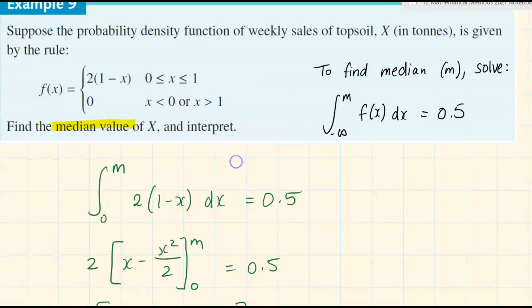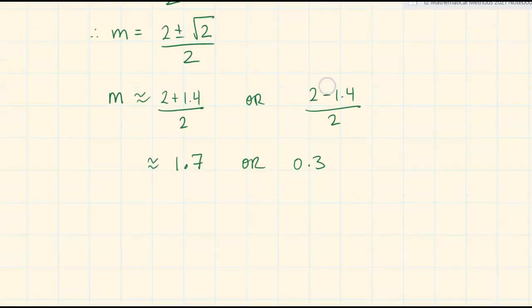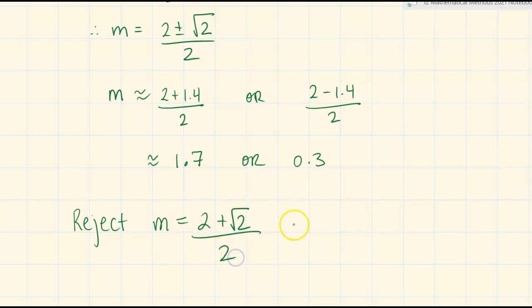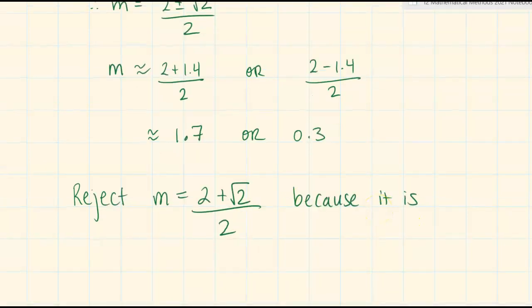The question says the PDF exists between 0 and 1. So we're thinking about pondering our solutions. What do we need to do? Reject. Which one? So the 2 plus square root 2. Because why? Communicate your logic. Yeah, because it's greater than 1.